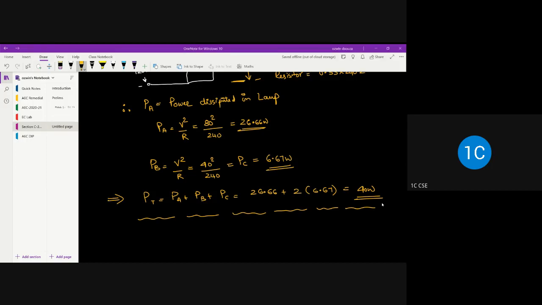If you haven't got it, no worries. Redo the calculation. Try until you get the right answers. But most of you have got the right 40 watts.